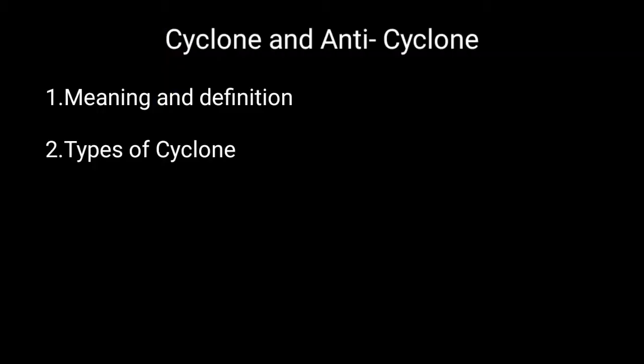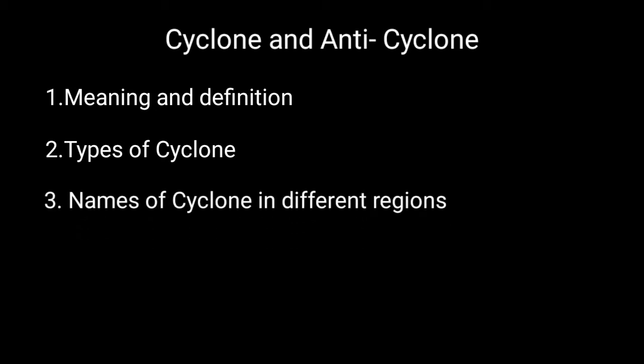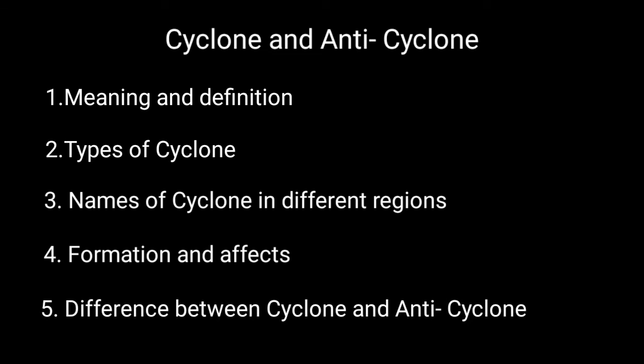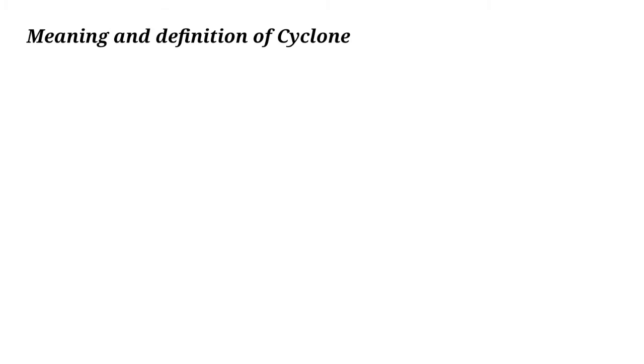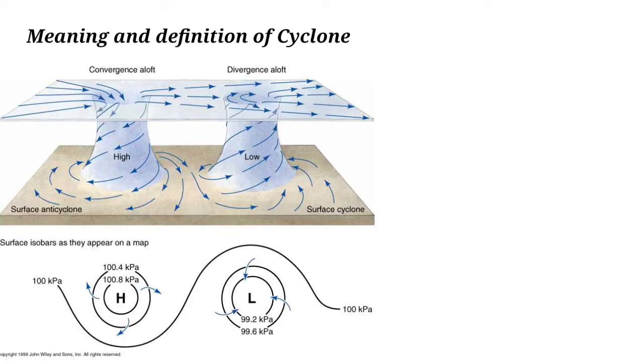So before we proceed, let's see what topics we are going to discuss here. First of all, we'll see the meaning and definition of cyclone. Then we'll see different types of cyclone. This classification is based on latitude. Then we'll see names of different cyclones in different parts of the world, and formation and effect of cyclones. Then lastly we'll discuss the difference between cyclone and anticyclone, right? So first of all, we'll start with the first topic, that is meaning and definition of cyclone.